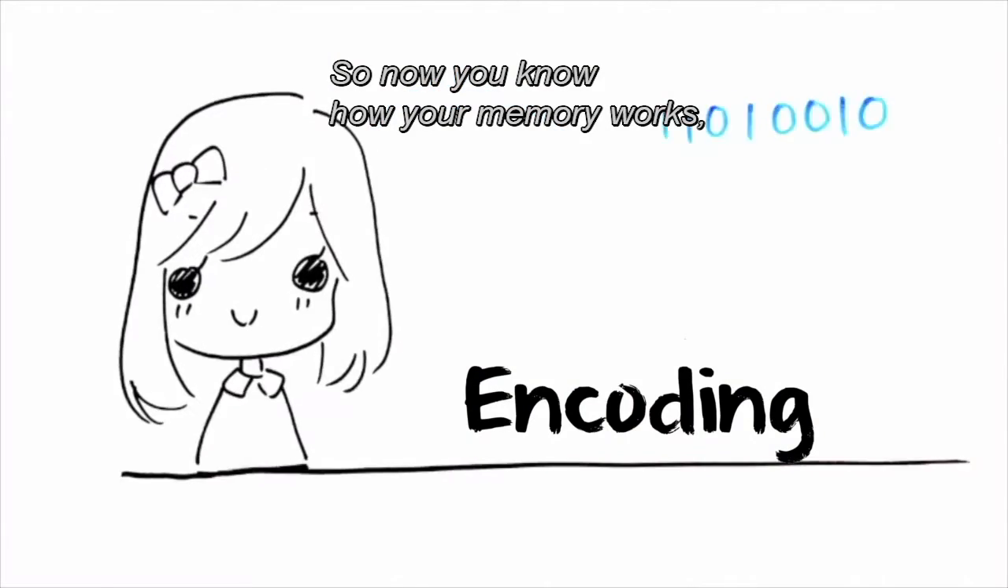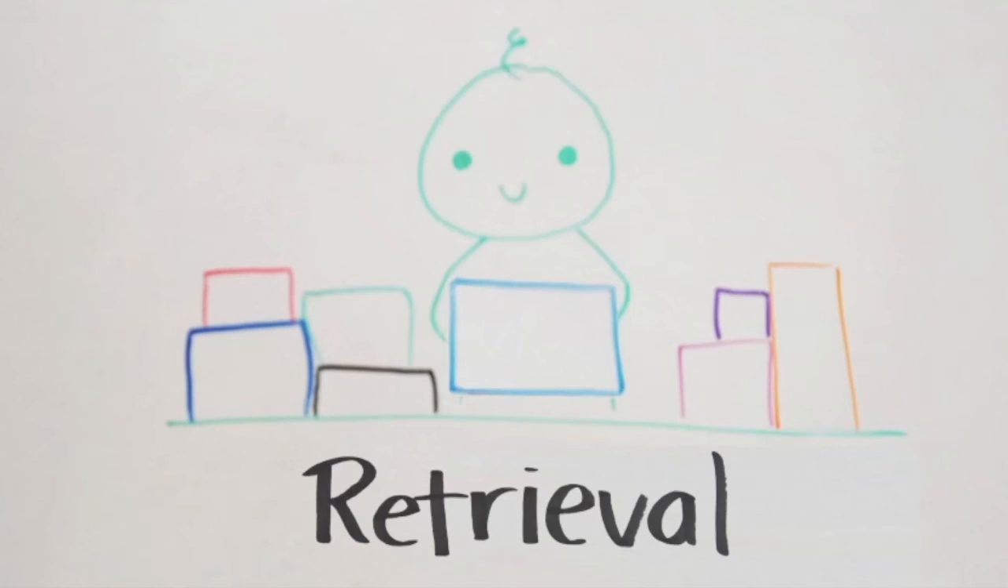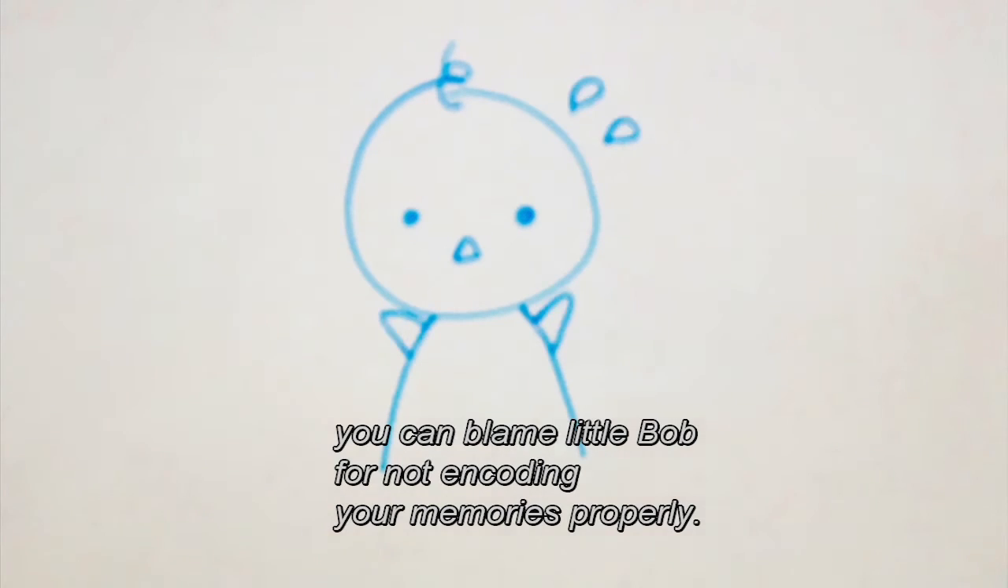So now you know how your memory works and how to recall certain details more easily. And remember, the next time you forget something, you can blame little Bob for not encoding your memories properly.